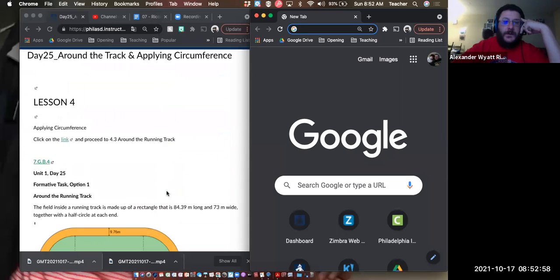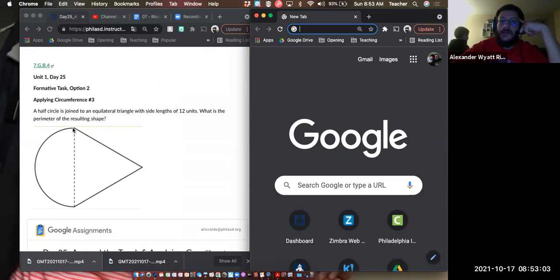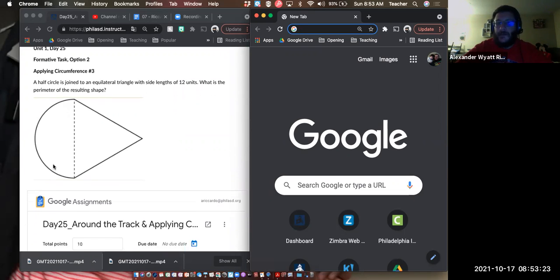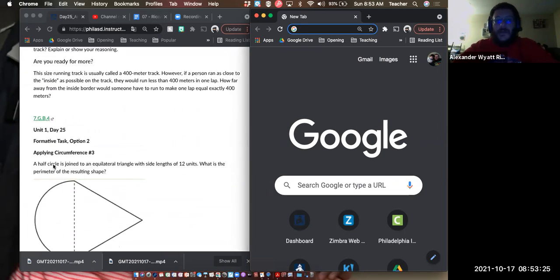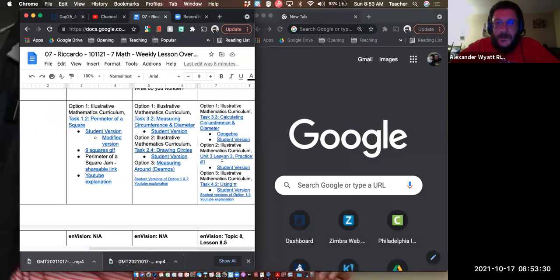So let's take a look at the activities. And then this second activity down here is you get the perimeter of the shape using what you know about the perimeter of a circle, circumference, and a triangle. And when you put those together, it looks like an ice cream cone, but it's not an ice cream cone. This is what the district wanted us to do on that Friday.